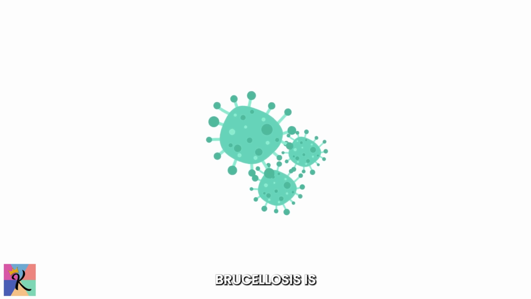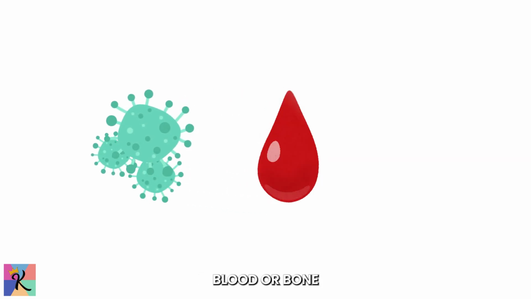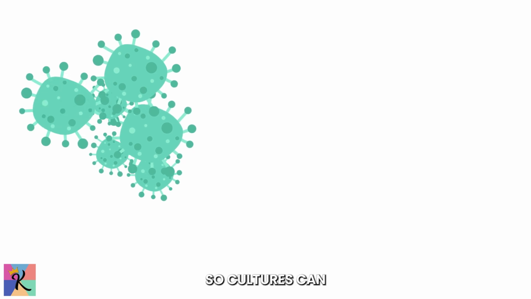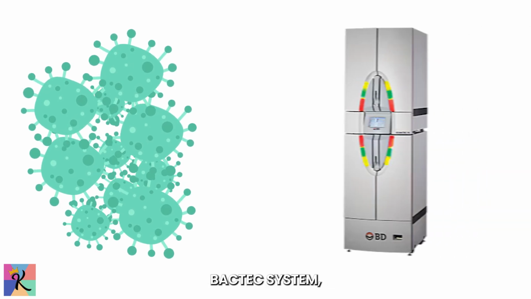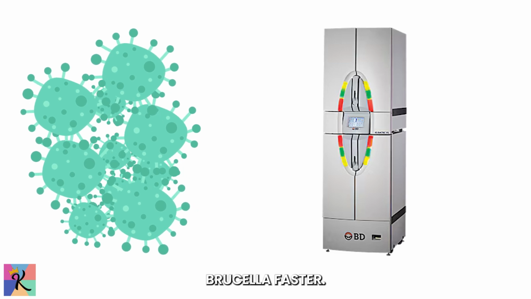Diagnosis of brucellosis is confirmed by isolating the bacteria from blood or bone marrow cultures. However, Brucella is slow-growing, so cultures can take several weeks. Modern automated systems like the BACTEC system can isolate Brucella faster.